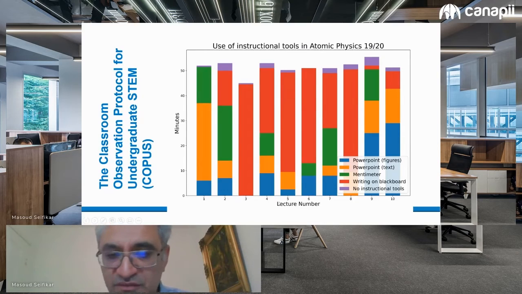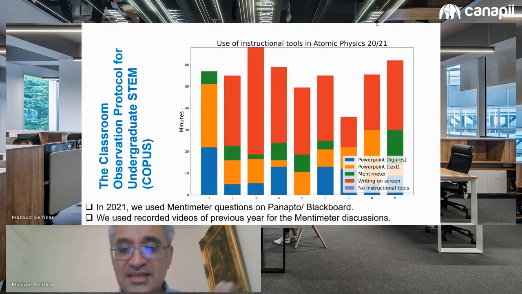But this plot shows, for different lectures, number 1 to 10, what instructional tools the lecturer used during the course. And all the green ones here are the time that he used Mentimeter and discussion about the Mentimeter. This is the plot for 2019 and 20, and this is the plot for last year, which was an online course. But even in the online course, we had Mentimeter questions, and we also tried to use some of the videos from a year earlier for the Mentimeter discussions.